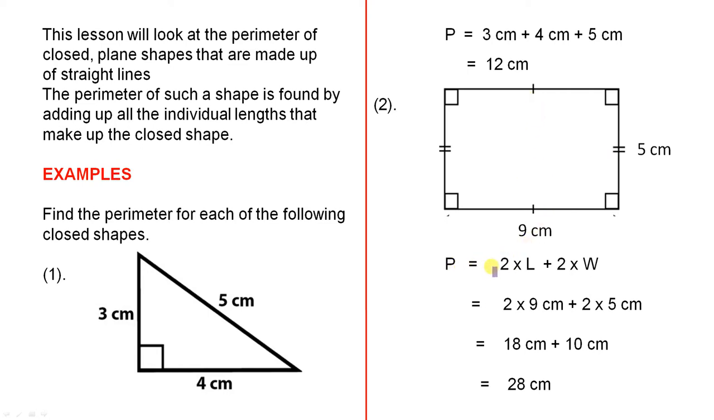So the perimeter will be 2 times the length plus 2 times the width, because there's a 9 here and a 9 there, and that's the length, 2 times the length, and the same with the width. So that'll be 2 times 9 centimetres plus 2 times 5 centimetres. 18 centimetres plus 10 centimetres is 28 centimetres. So the distance all around that figure is 28 centimetres, and that's the perimeter.